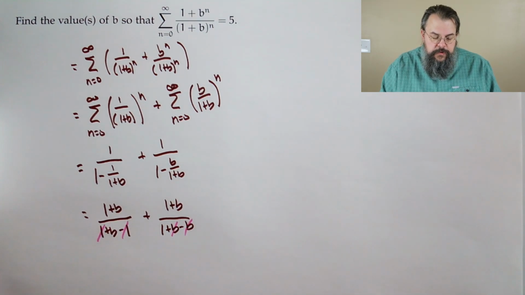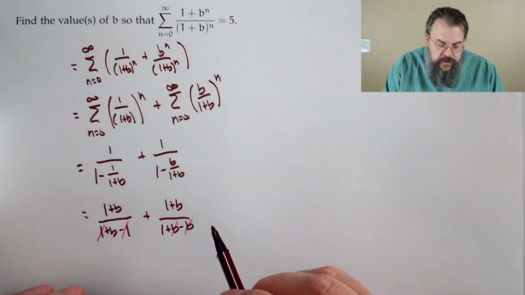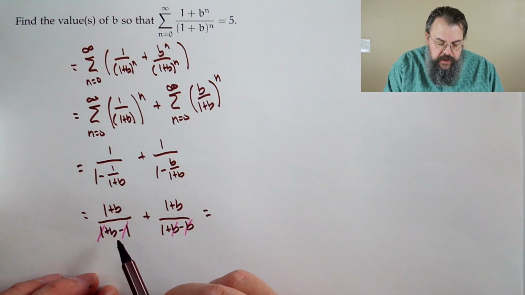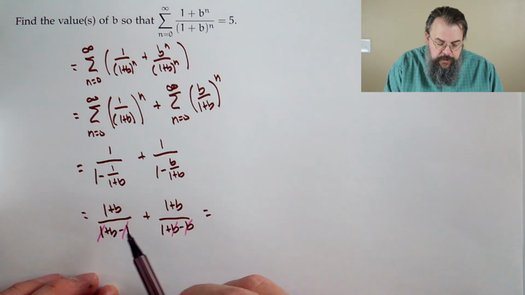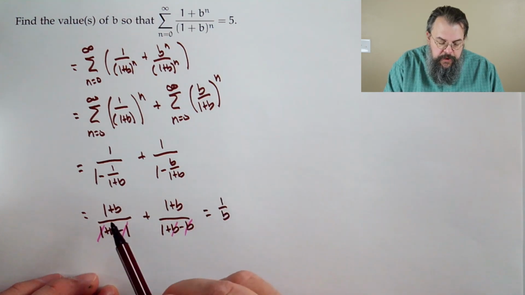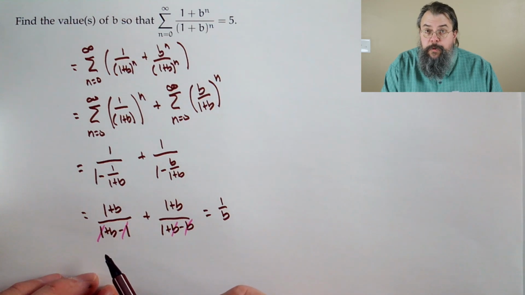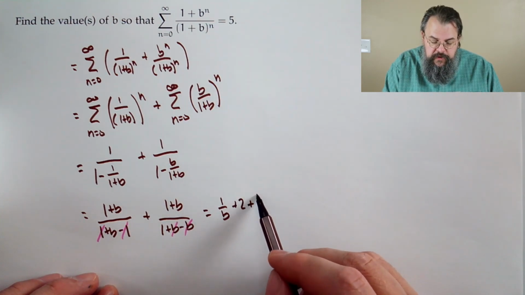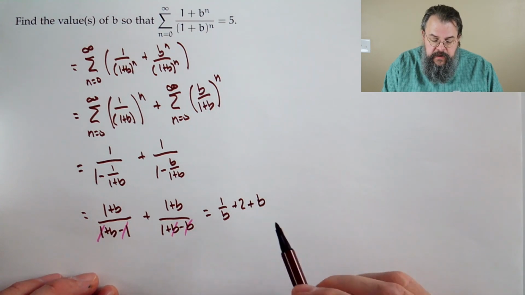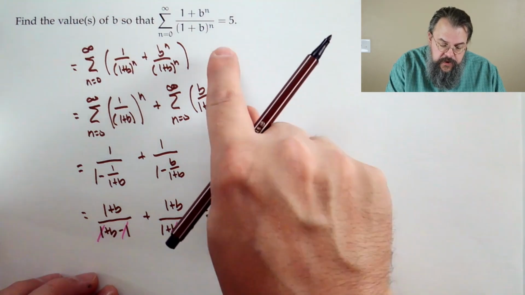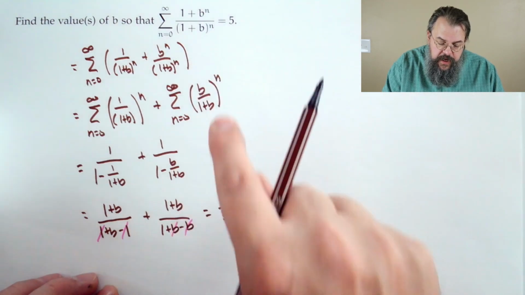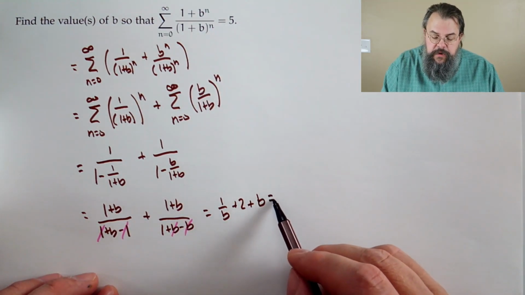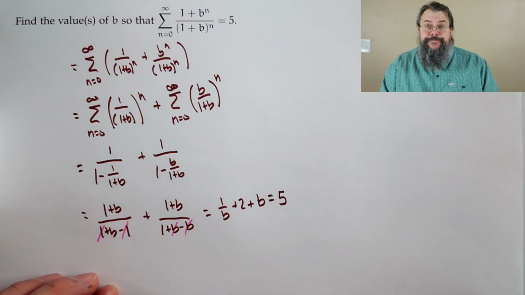So what do we have? Well, okay, if we go ahead, we can say, look, 1 over b plus b over b, which is 1, plus another 1, so plus 2, plus b. So if this sum equals 5, then it has to be the case that 1 over b plus 2 plus b has to equal 5.